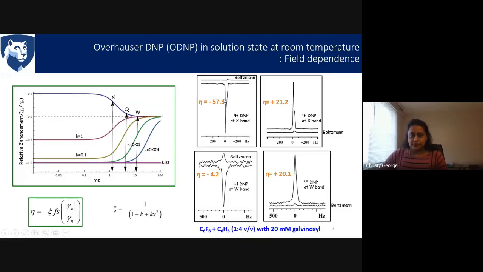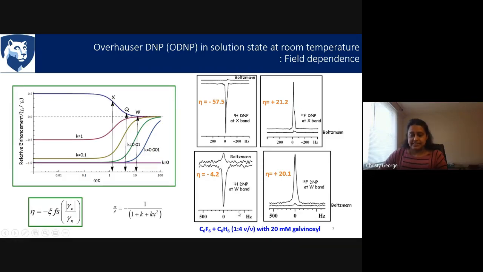So if you look at the proton enhancement at X band and W band on a sample of a hexafluorobenzene mixture, you can see that we get a negative enhancement. This is the Boltzmann signal with no DNP, the standard NMR spectrum, and the lower trace is with the DNP. So you can see that we get a sensitivity enhancement of approximately 60, which is negative. And as we go to higher field, the enhancement goes down.